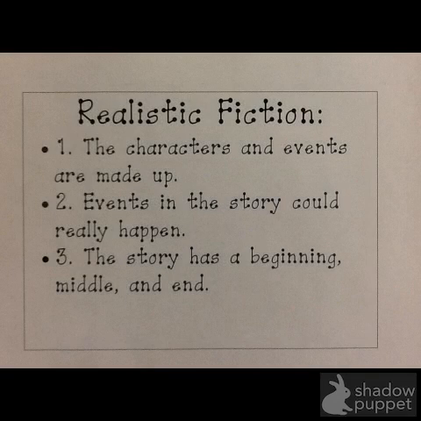Remember that realistic fictions have three main key features. First, the characters and events are made up. Two, events in the story could really happen. And three, the story has a beginning, middle, and end. If you think back to the story, Henry and Mudge and the Starry Night have all three of these key features.